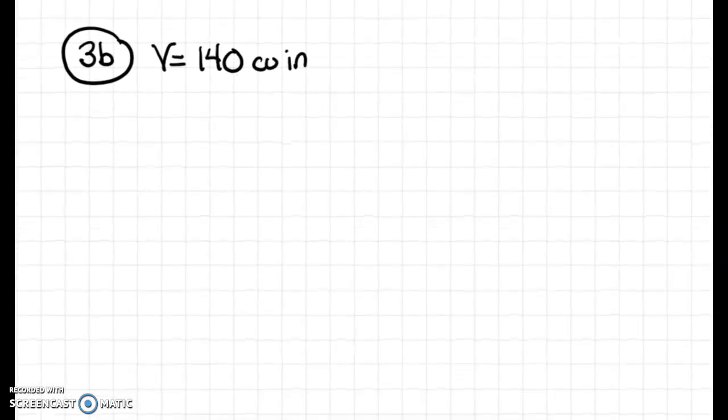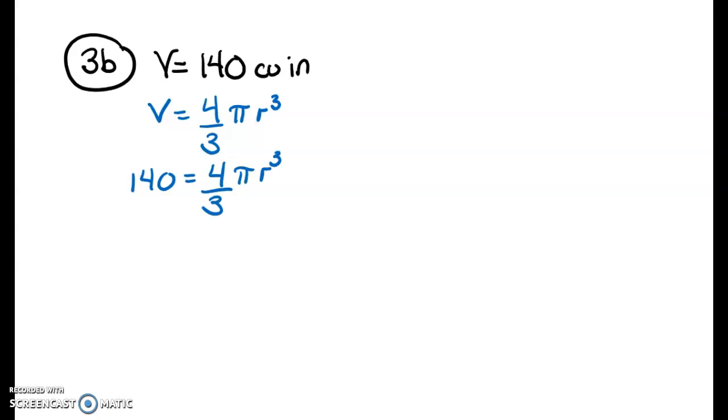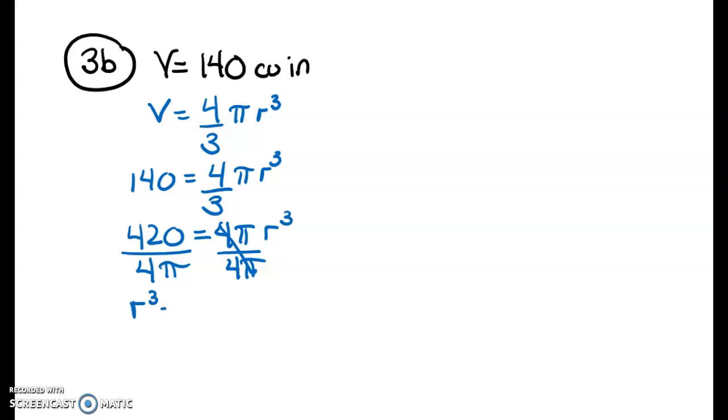Okay, we're going to do the same thing here. I know my volume equals 4/3 pi r cubed. I'm going to plug in 140 for my volume. And when I multiply by 3, I get 420 equals 4 pi r cubed. And I'm going to divide everything by 4 pi and plug it in my calculator to find my radius.